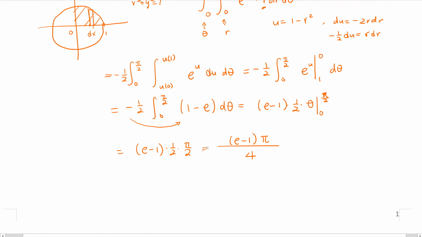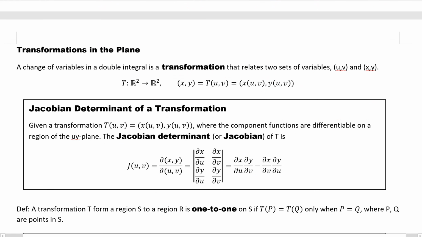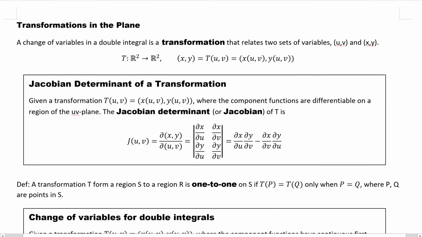Okay, let's generalize this idea. Transformations in the plane. A change of variable in a double integral is a transformation that relates two sets of variables, u, v, and x, y. Okay, so T is a transformation from R2 to R2. We have (x, y) equals T of (u, v), so that equals (x of (u, v), y of (u, v)). So far, so good, everybody.